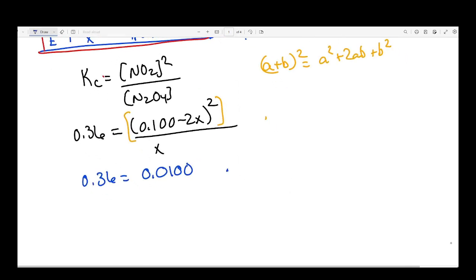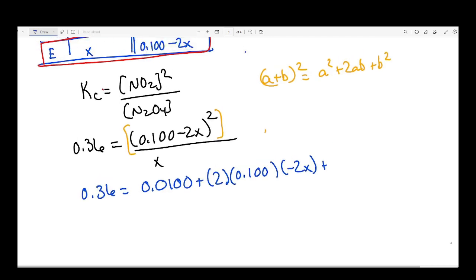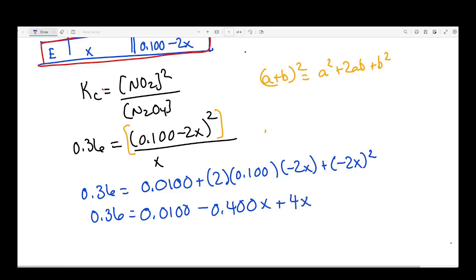Okay, so we're going to have plus, and then 2 times a, which is 0.100, times b, which is minus 2x, alright, plus b squared, which is negative 2x squared. Okay, when we work all this out, we get 0.36 equals 0.0100 minus, because we have this negative here, 0.400x, and then the square gets rid of the negative on the end, so we have plus 4x squared.